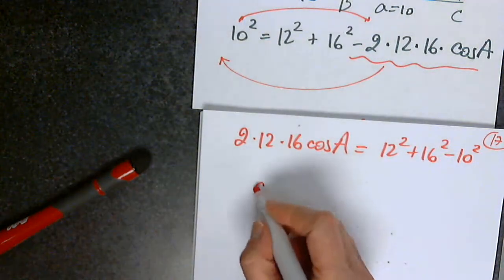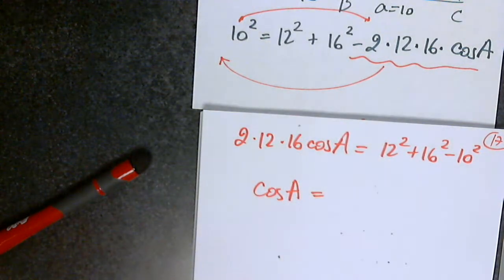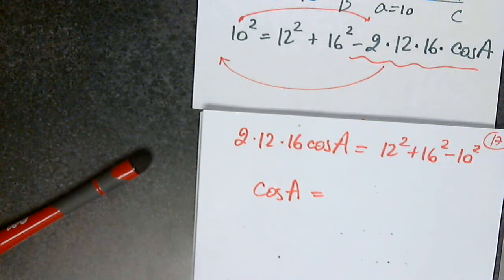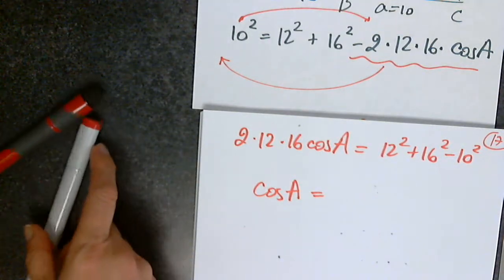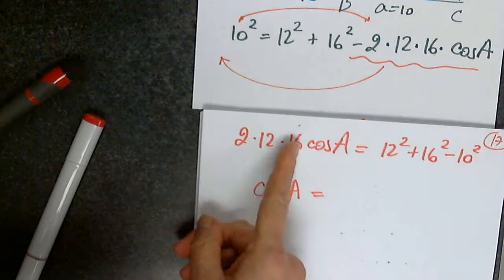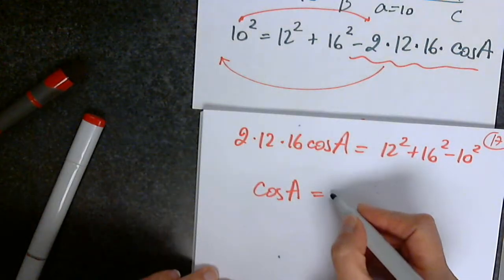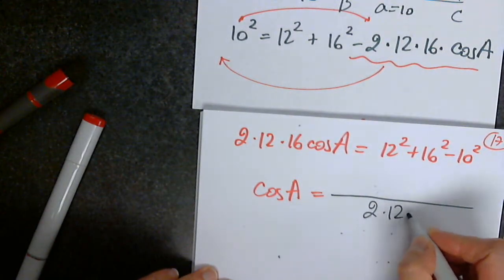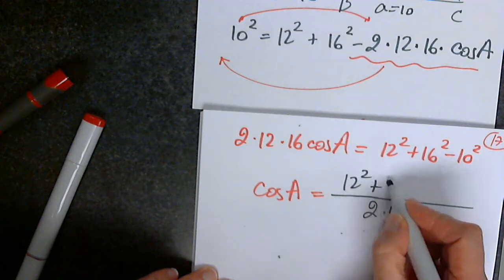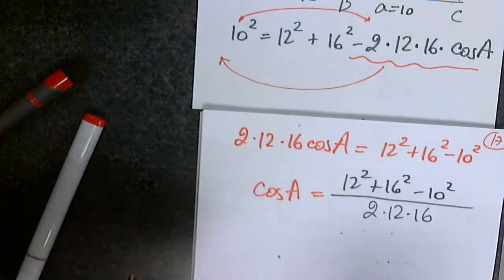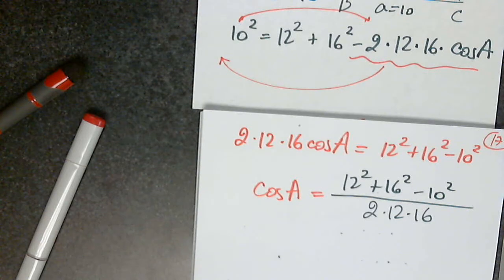And now please tell me how to get cosine. Don't calculate anything, because we're going to put everything in one step in the calculator. Exactly, by dividing by this, in front of cosine. Excellent. So 2 times 12 times 16, 12 squared, 16 squared minus 10 squared. Let's put it in the calculator.